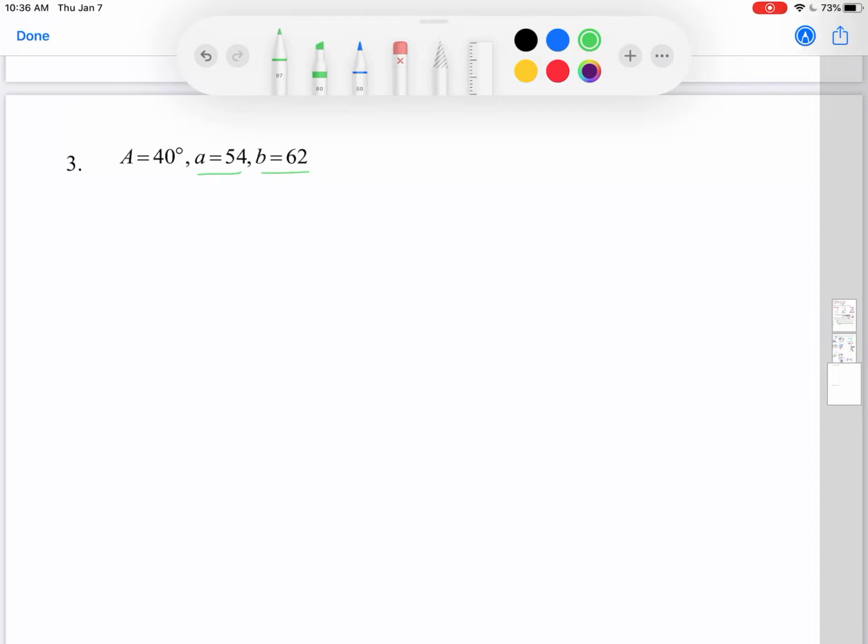Same idea. We're given 2 sides, and one of those angles that we are given matches my side, and it just so happens to be less than 90 degrees. So I will need to check for a second triangle at some point in this problem. First thing, draw a triangle, label it. I want B in the bottom right. That's just how I have it in my notes, so that's how I'm going to do it here. Angle A is 40 degrees. Opposite that is 54. Opposite of B is 62.